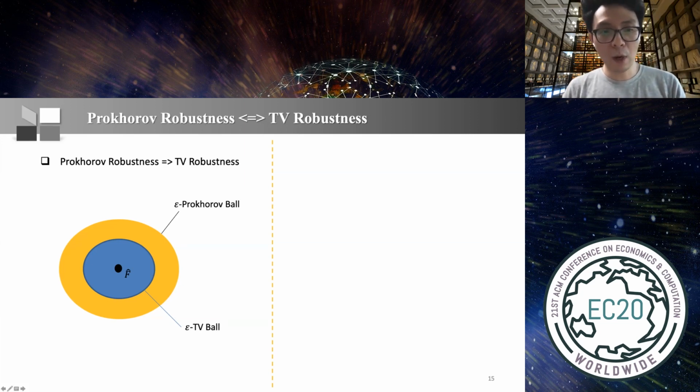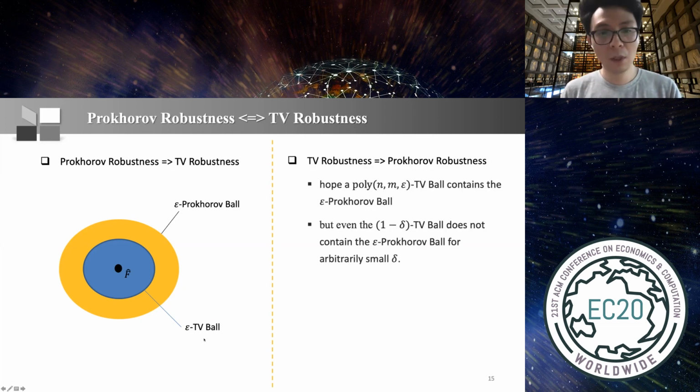One direction is actually quite easy. The reason Prokhorov robustness implies TV robustness is just because the epsilon Prokhorov ball contains the epsilon TV ball. But the other direction is a bit tricky. One may hope to just enlarge the TV ball to contain the epsilon Prokhorov ball. But it turns out, even if you enlarge the TV ball to have radius 1 minus delta for arbitrarily small delta, that still does not contain the epsilon Prokhorov ball. So you have to do something else.